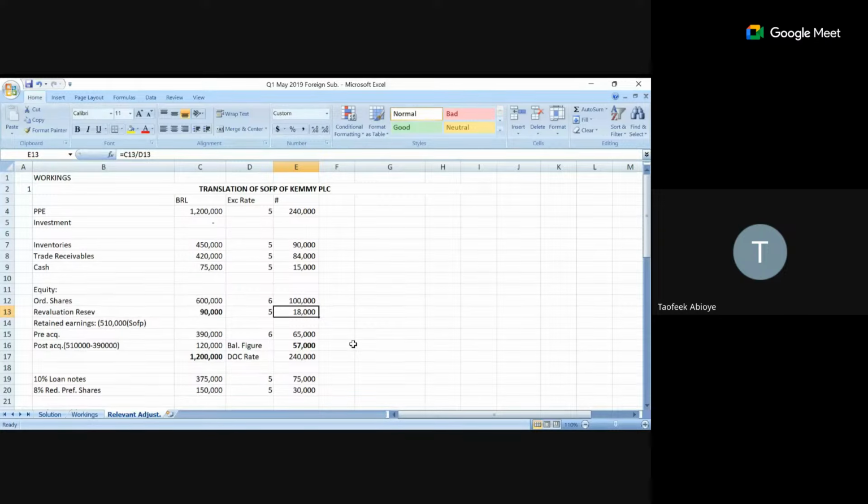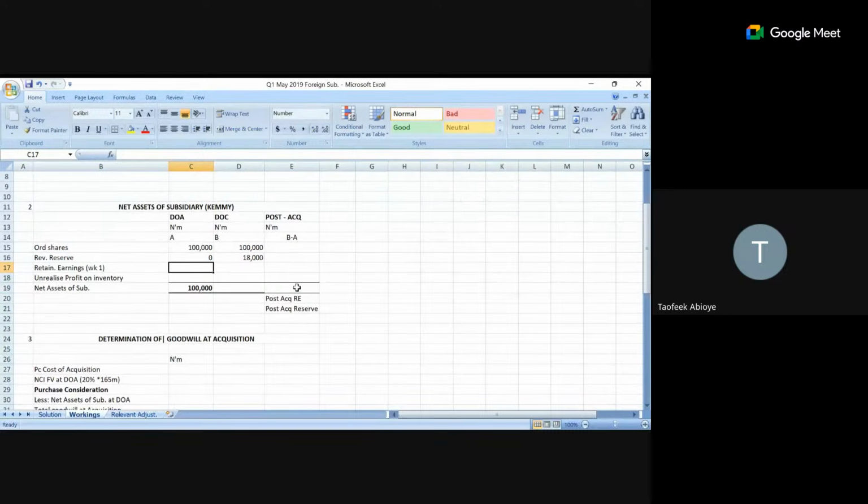Look at it. Please look at my screen. This is the retained earnings. You remember we have DOA and DOC. This is DOA and this is DOC. This is pre-acquisition and post-acquisition. So this is 65,000 and 57,000. As at DOA, they told us that the retained earnings is 65,000. Then post-acquisition is 57,000.